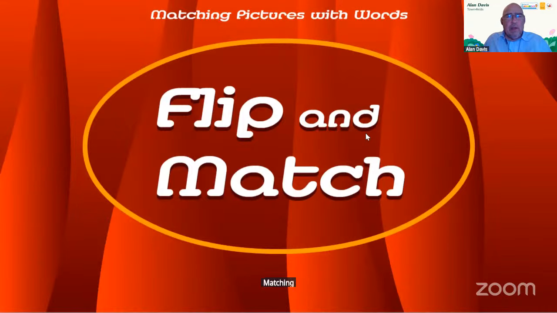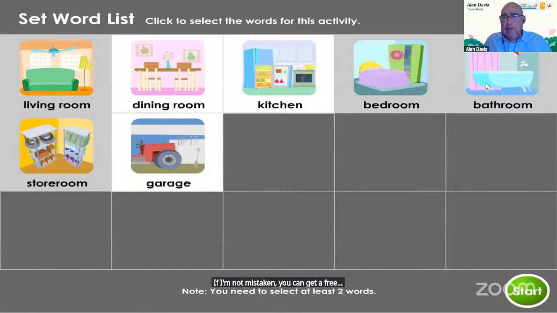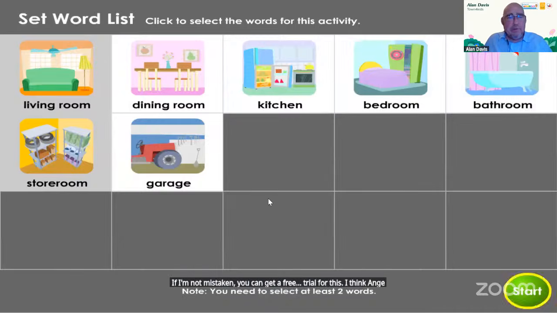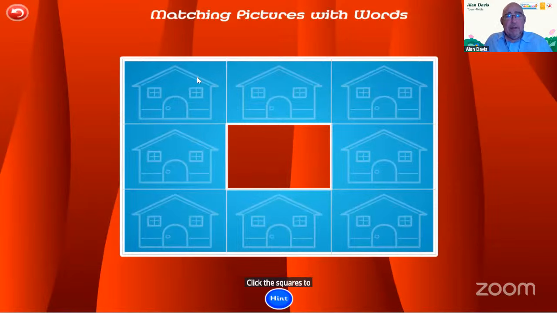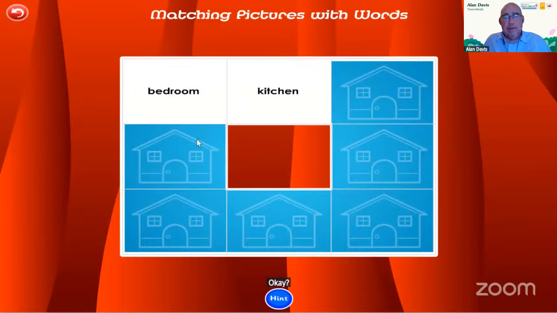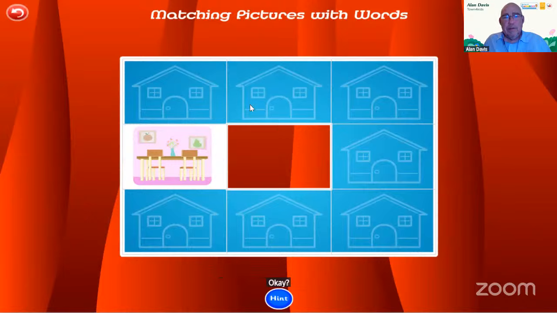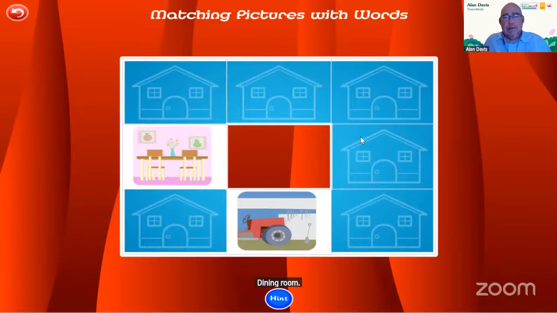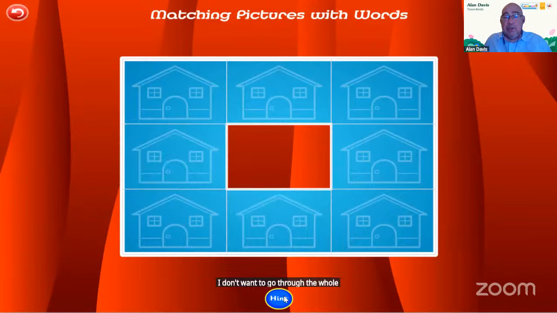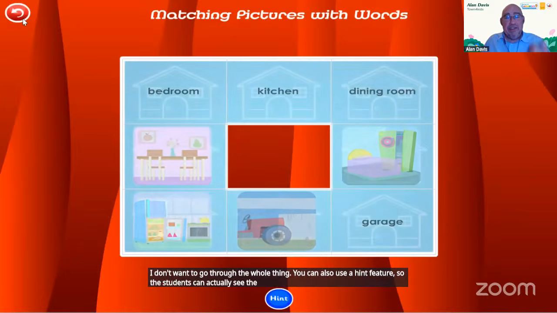Matching pictures with words. If I'm not mistaken, you can get a free trial for this. I think Anjali will talk a little bit about that in a minute. Click the squares to reveal the hidden pictures and words. This is the one I was just showing you. Remember their positions and match the pictures with the correct words. Okay. Bedroom. Kitchen. Oops, that's incorrect. Dining room. Garage. Okay, I don't want to go through the whole thing. You can try again. You can also use a hint feature so the students can actually see the answers and then it will disappear again.